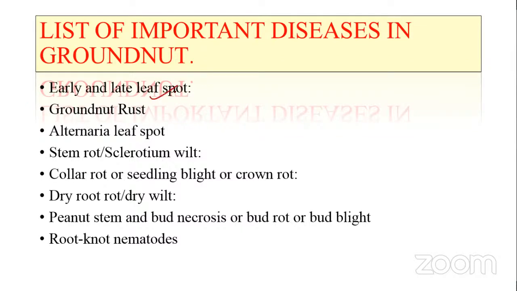Early and late leaf spot, then rust, then alternaria leaf spot, then stem rot or sclerotium wilt, then collar rot or seedling blight or crown rot. These are all synonyms. Then dry root rot or dry wilt, then peanut stem and bud necrosis, which is a viral disease, then root knot nematode. These are the major diseases we will come across in the groundnut crop.